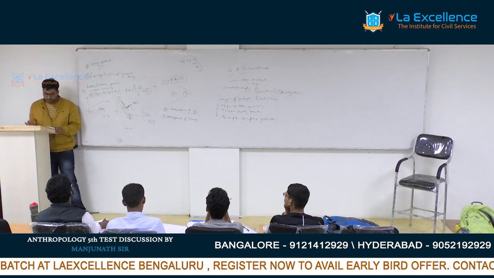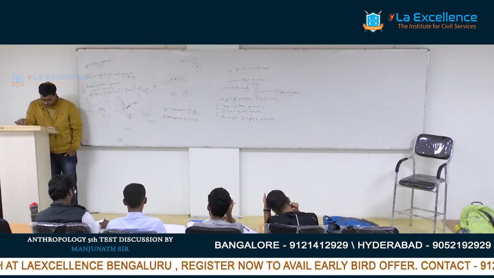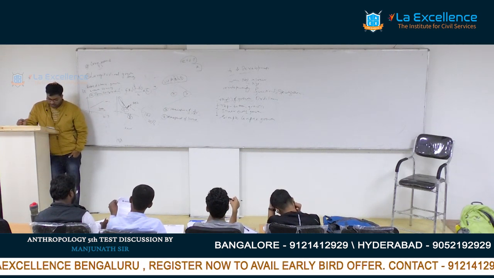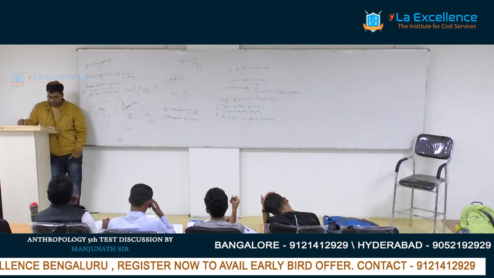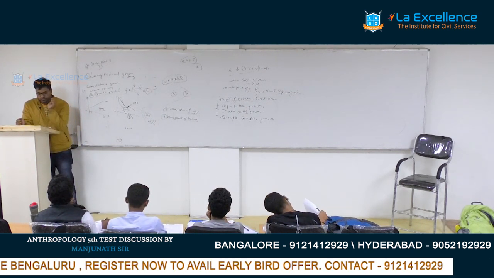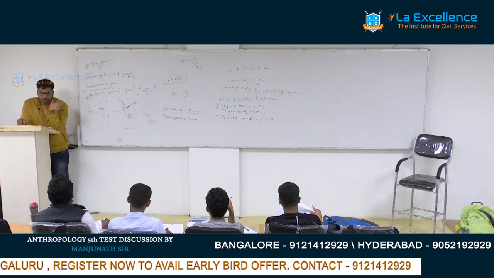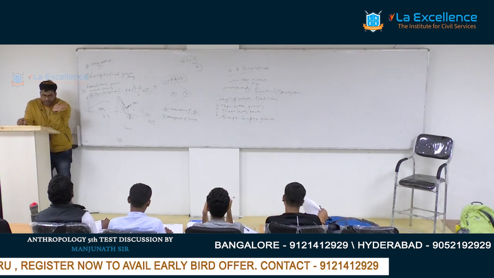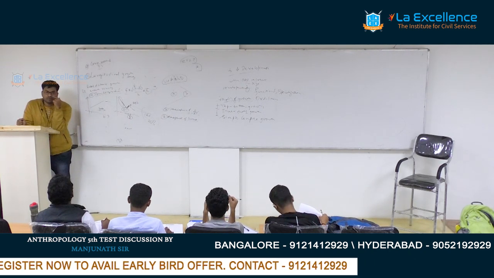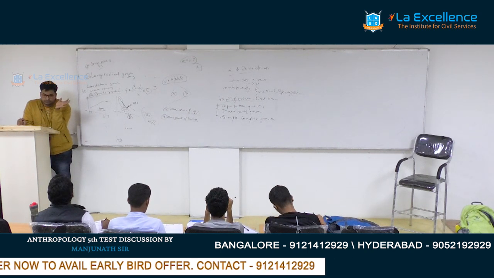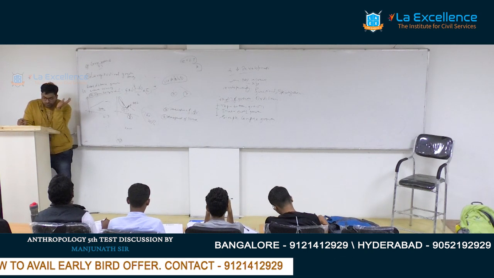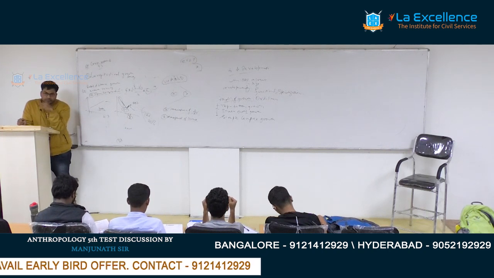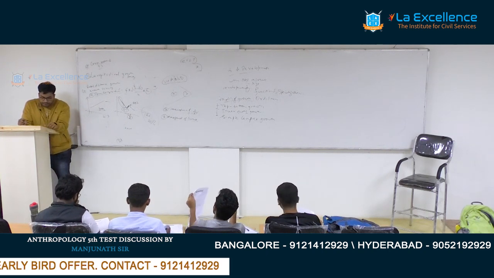Question: designing equipment for sports is an applied component of physical anthropology. Discuss with a suitable example. So this is an anthropometry question. Define anthropometry. What is that? It is the measurement of humans. Based on its requirements, the objects are prepared.